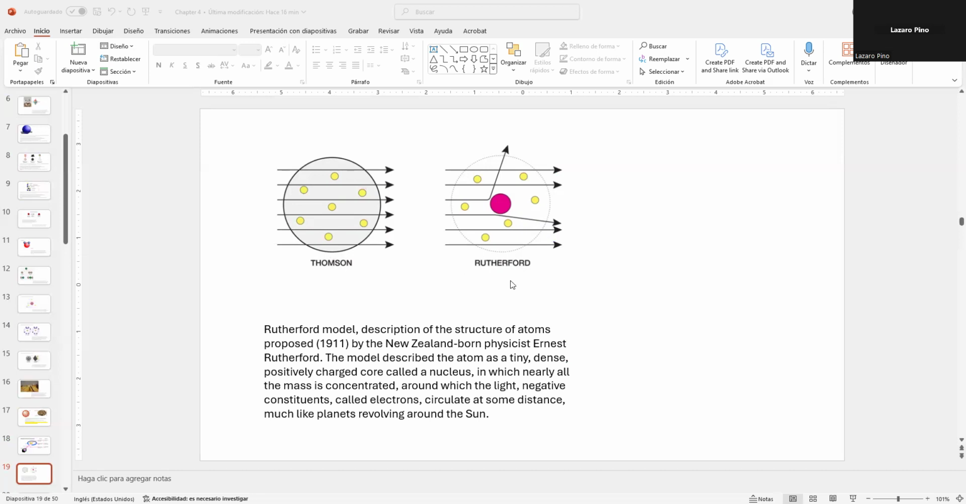Then Rutherford proposed that the electrons were in an empty space. Most of the atom was empty space where the electrons are. And the nucleus is in the center and is small in comparison with the atom as a whole.